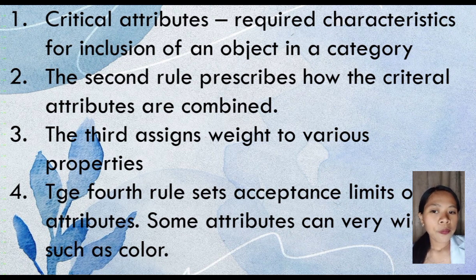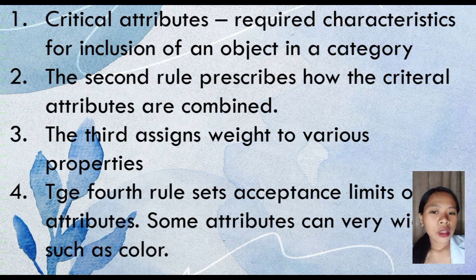For example, matawag hapon siya car bisan pag wala siya tire, and if it was used for hauling cargo, it would be shifted to a different category of truck or perhaps van. The fourth rule sets acceptance limits on attributes. Some attributes can vary wildly, such as color. For example, a vehicle with only two wheels would not be included in car.